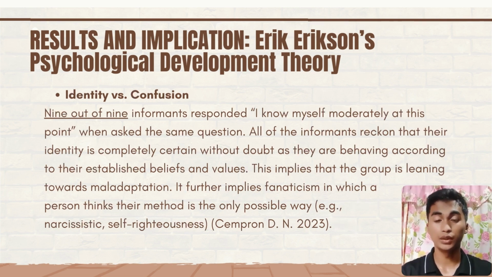Identity versus confusion. All 9 informants feel moderately certain about their identity. They align with established beliefs and values, possibly indicating a leaning towards maladaptation or a tendency towards fantasism.